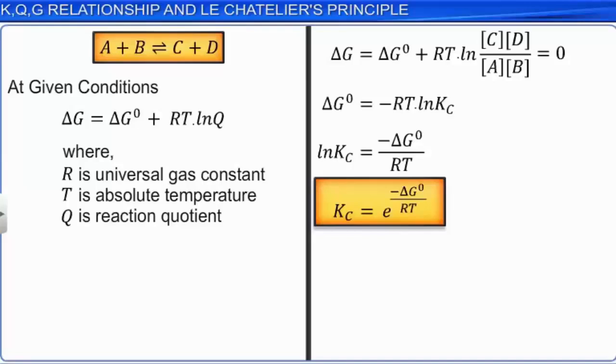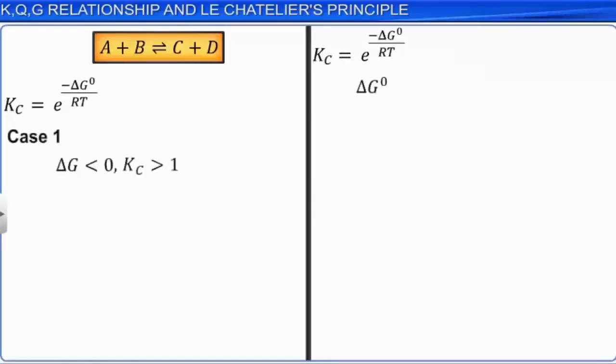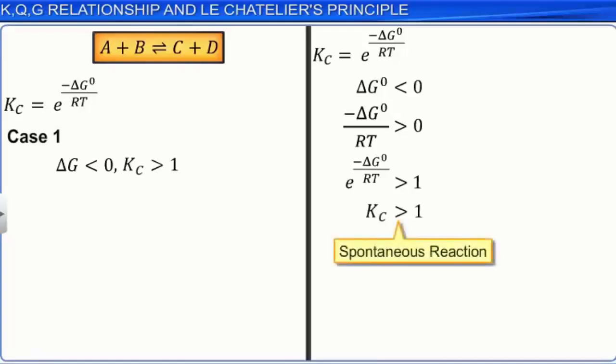If delta G naught is less than 0, then the term minus delta G naught divided by RT becomes positive, and the value of e to the power of minus delta G naught divided by RT becomes greater than 1. This makes Kc greater than 1. It means that the reaction is spontaneous, or that the equilibrium composition strongly favors the products. In other words, the reaction proceeds in the forward direction to such an extent that it almost goes to completion.